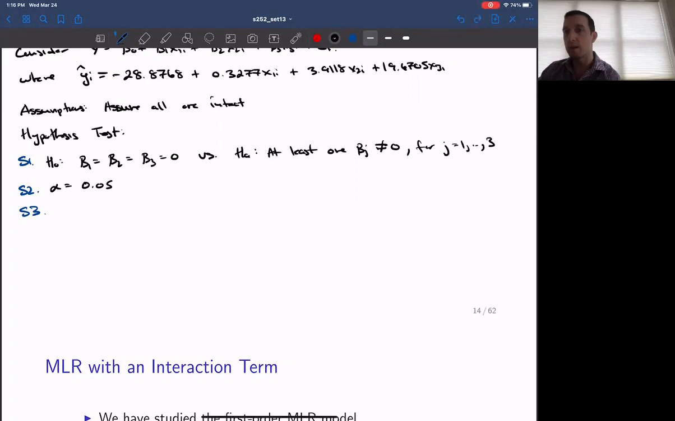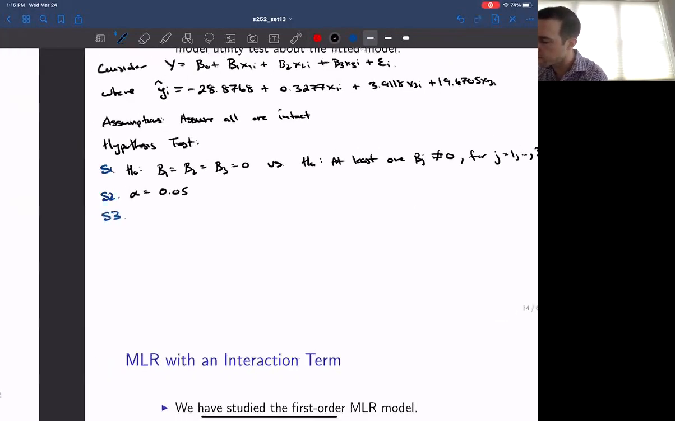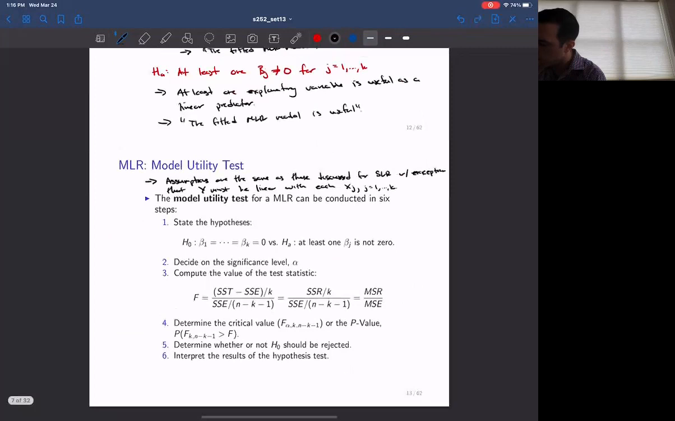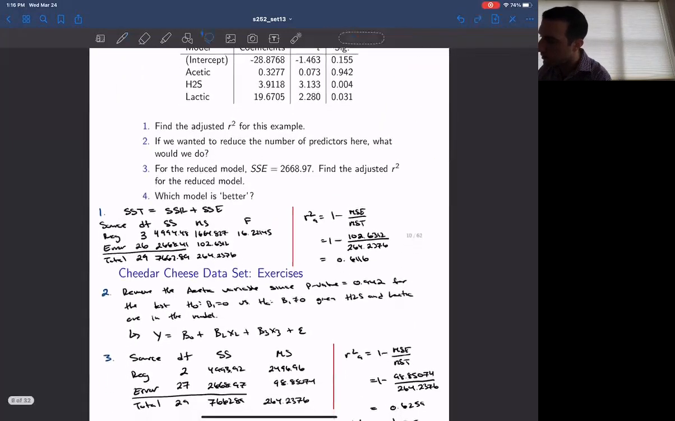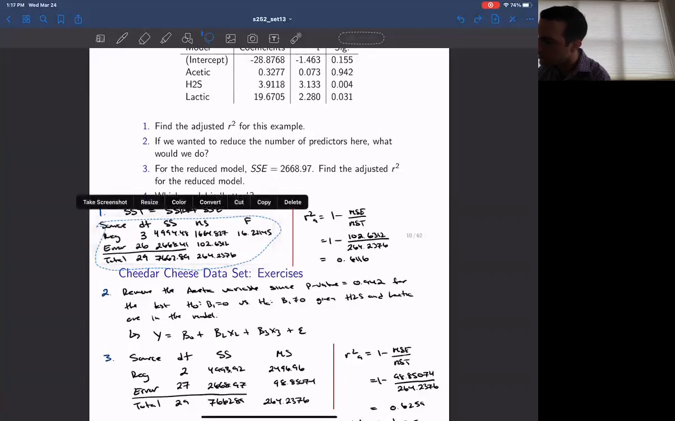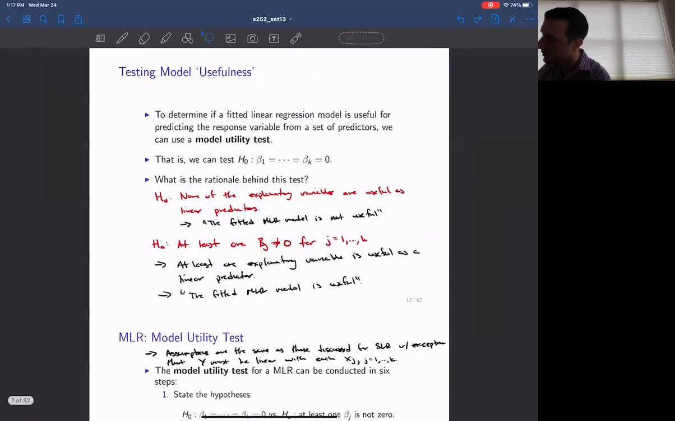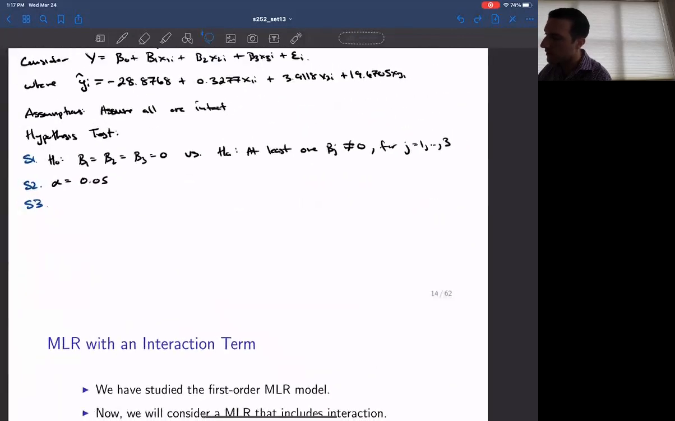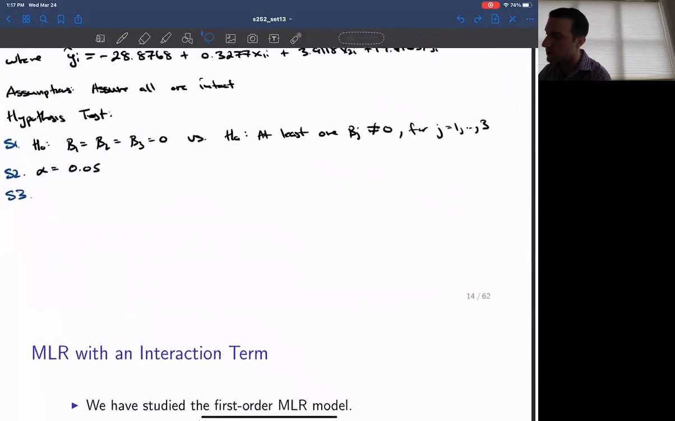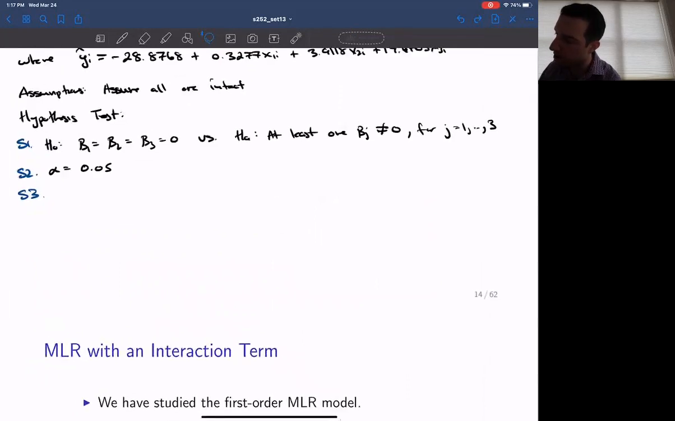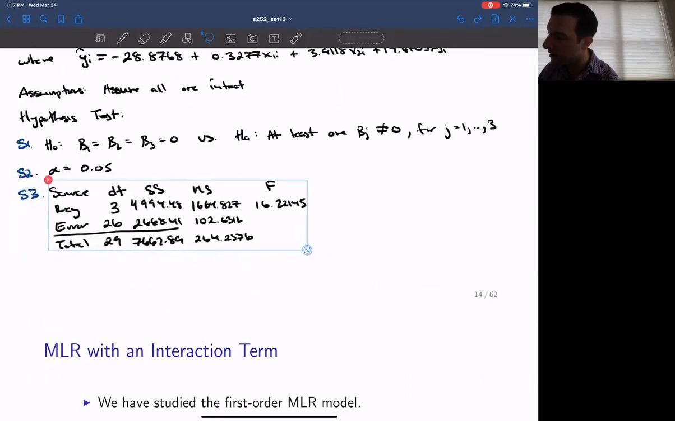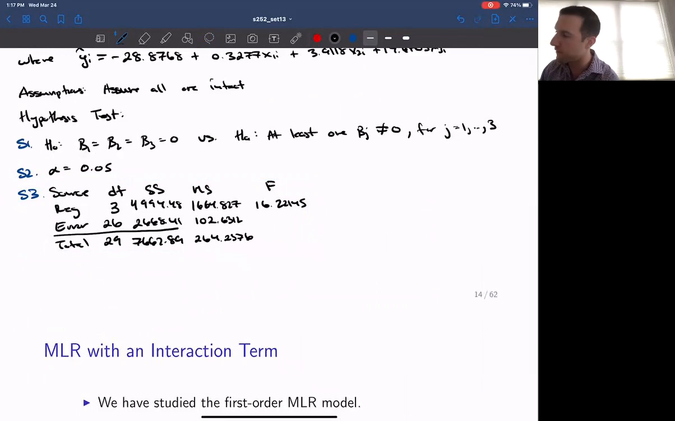Then on step 3, we can actually use the ANOVA table from the previous exercise. So we're really just taking the ANOVA table we constructed here for this model. The values that were used to construct that ANOVA table are in that previous illustration, and we have the discussion of that from last class. So here's our ANOVA table. We can see that the test statistic here is 16.22145.